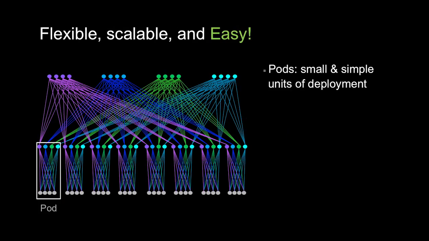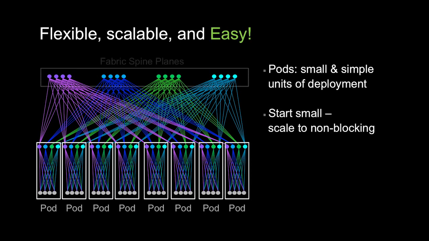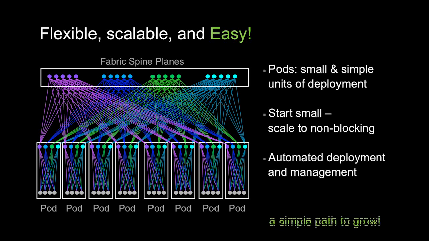Fabric offers us a very easy way to scale. When we need more compute capacity, we add server pods, which are easy units of growth. When we need more performance, we add spine switches on the planes. We automated everything related to the fabric, which made it very easy for us to deal with.